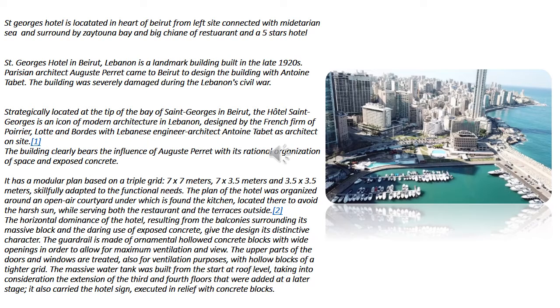The hotel in Lebanon is a landmark building built in the late 1920s by a Parisian architect, who came to Beirut to design this building with Antoine Tabet. The building was severely damaged during the Lebanese War. The plan of the hotel was organized around an open-air courtyard, under which is found the kitchen, located there to avoid the harsh sun, while serving both the restaurant and the terrace outside.